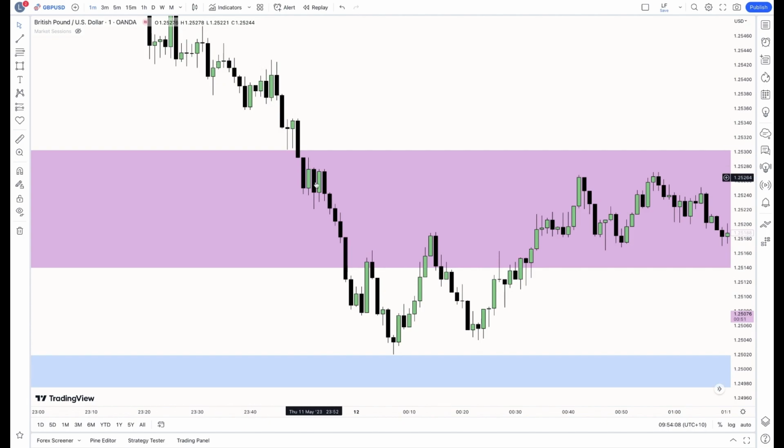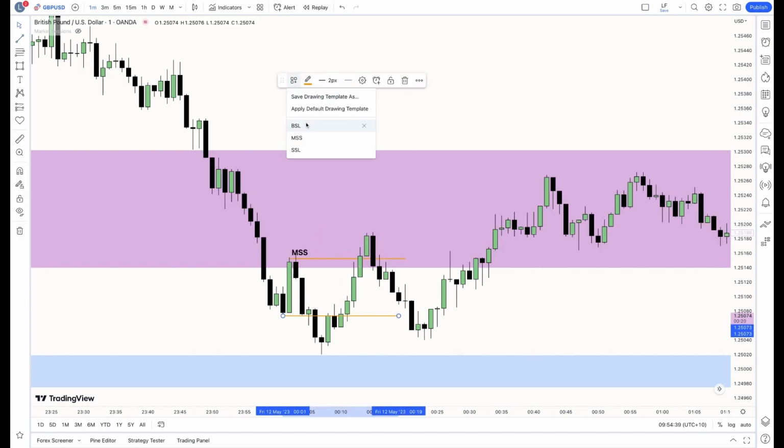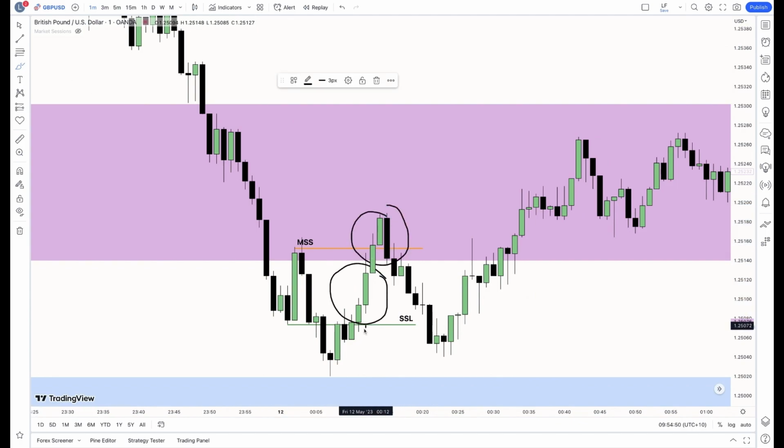Price made a big downward move: lower high, lower low, lower high, lower low, lower high, lower low, then higher high, higher low, higher high. So what's this? Market structure shift. What's this? Sell side liquidity. What are these? Displacement, big candles, showing price is willing to go up, right?